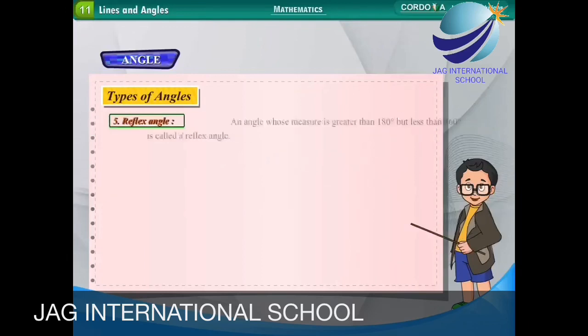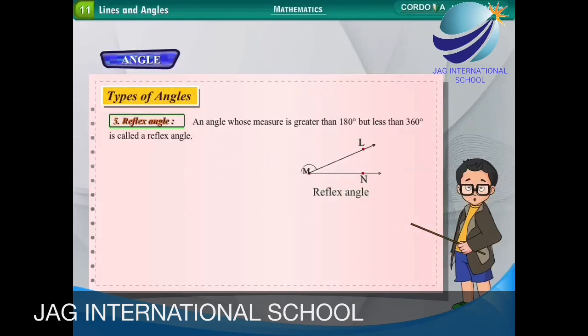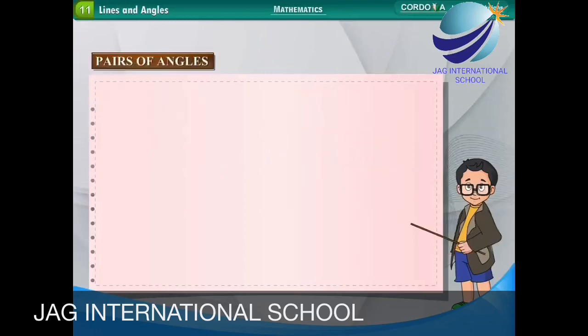Reflex angle. An angle whose measure is greater than 180 degree but less than 360 degree is called a reflex angle. Pairs of angles. In geometry, we often come across pairs of angles. They have been given specific names.